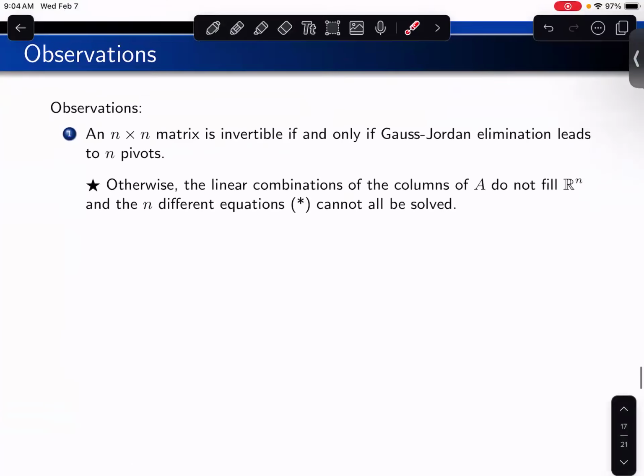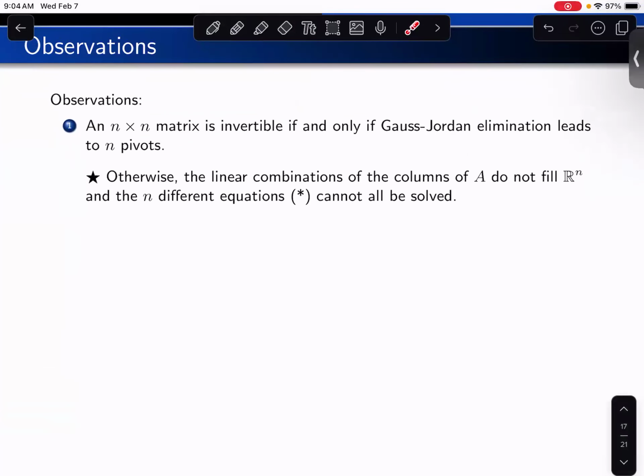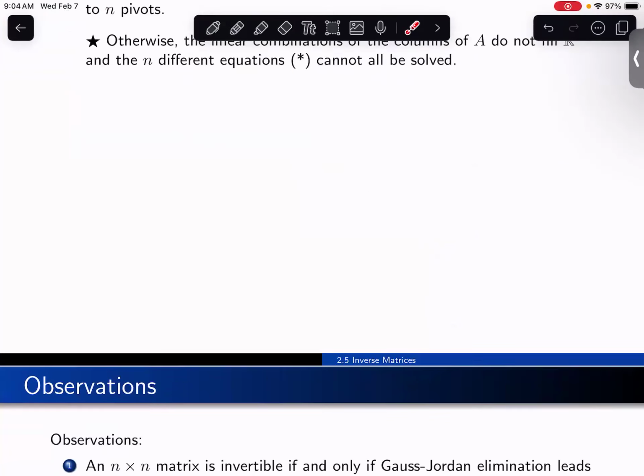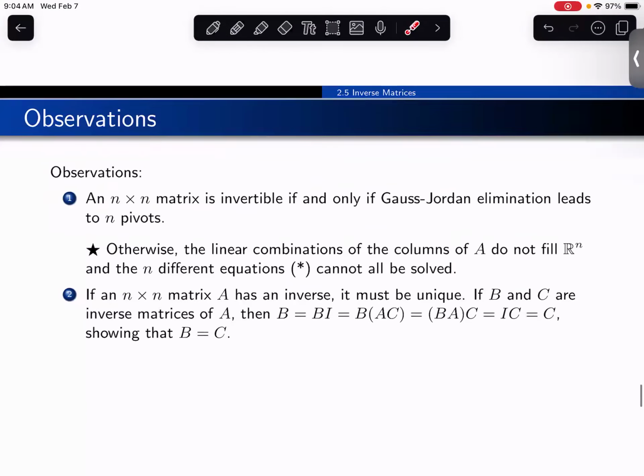And so the reason why this is true, or at least the intuition, and again, we'll talk more about this later on, is that if there's going to be less than n pivots in the matrix after row reduction, then this tells us the linear combinations of the columns of A are not going to fill up all of R^n. So it's saying there's some form of dependence between the columns, which means that all n different equations are not going to end up being solvable. And again, we'll talk more about this later on.